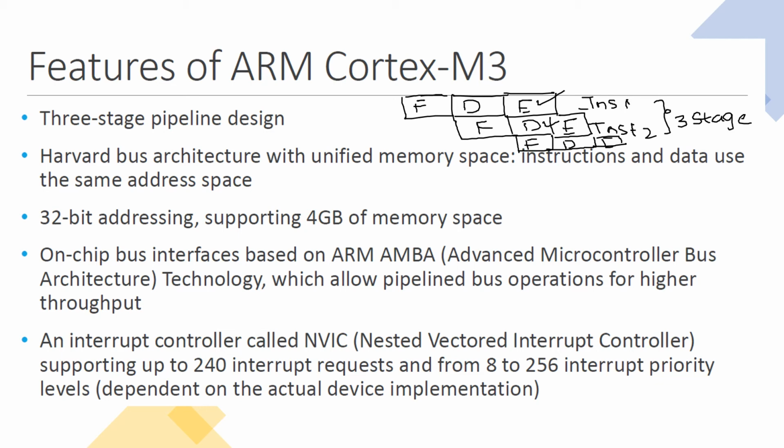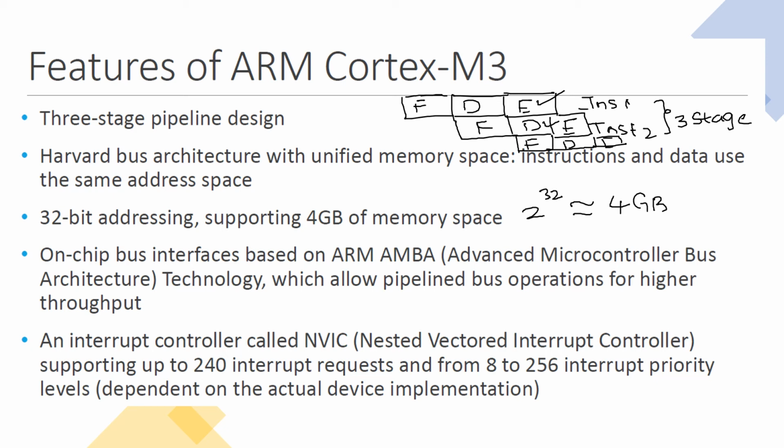Then it also has 32-bit addressing, which supports 4 GB of memory space. So always remember 2 to the power of the address bus capacity. So it is 32-bit, which is approximately equal to 4 GB.